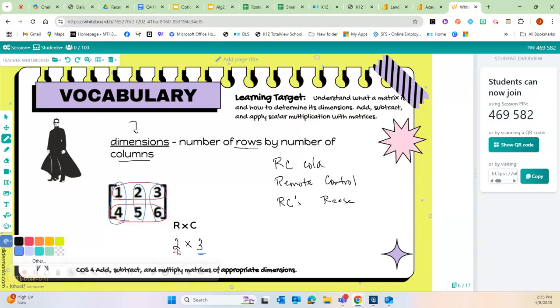So sometimes the problem will just ask you what are the dimensions of your matrix. And they want to know the number of rows by the number of columns. And this X does not mean multiply. It means the word by. So dimensions.